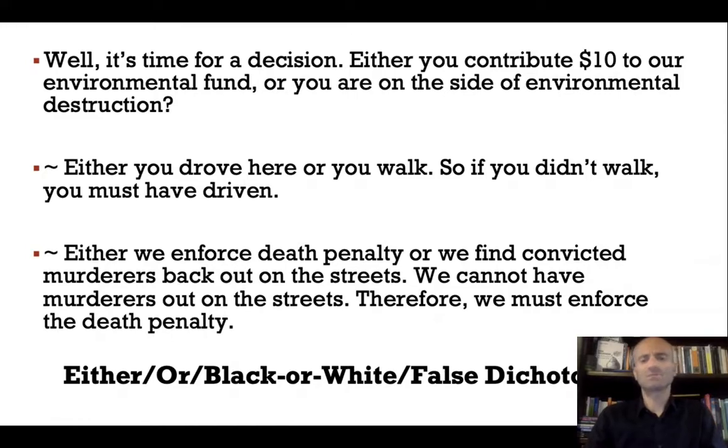Either we enforce death penalty or we find convicted murderers back out on the streets. Well, those are not the only two options. We can, for example, give life sentences without parole. That's another option. So when you have more than two options, but the argument says that you have only two options, then you know that that's an either-or fallacy.